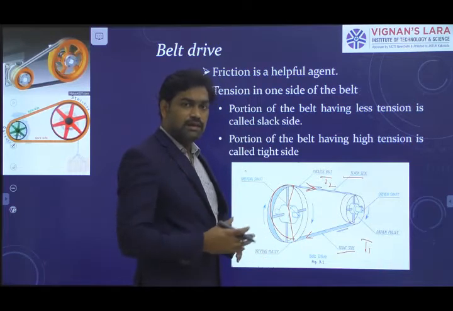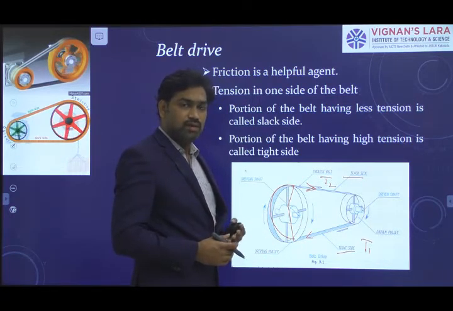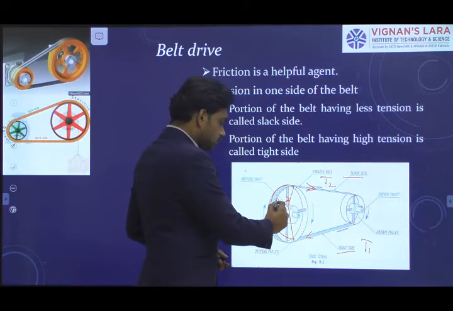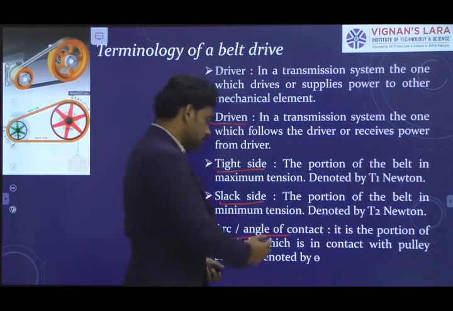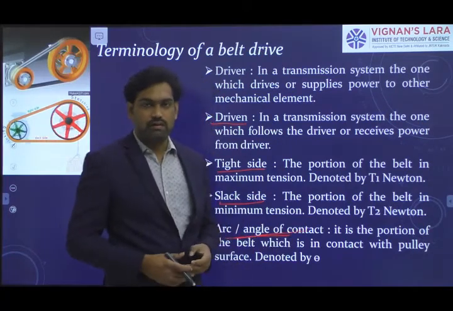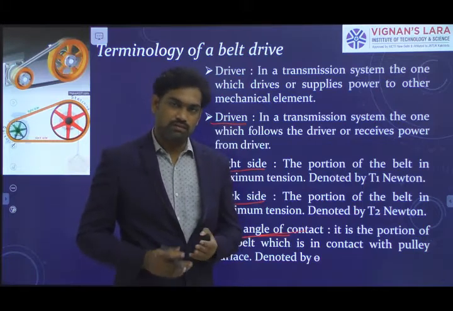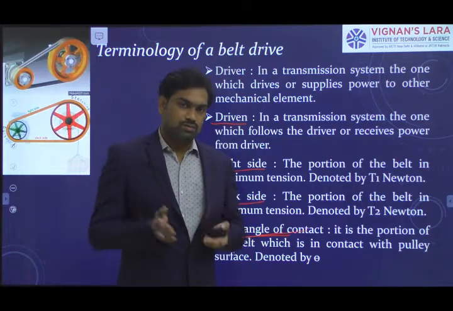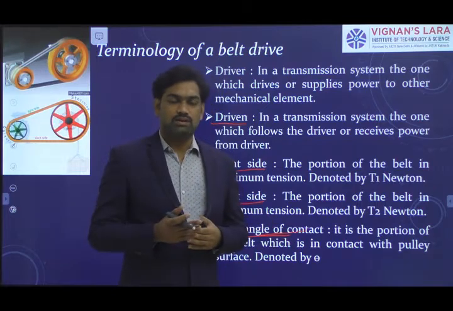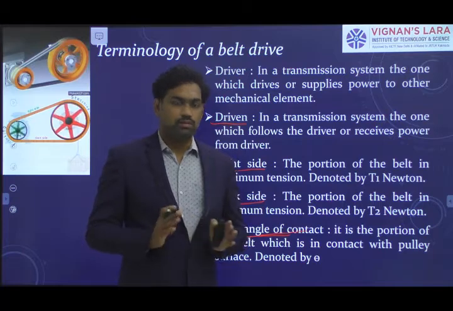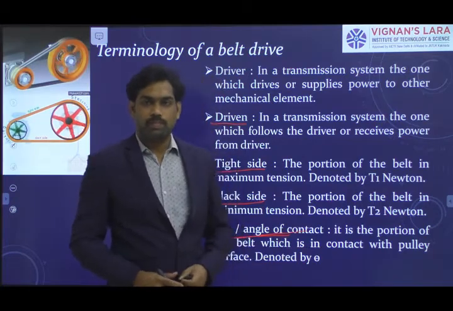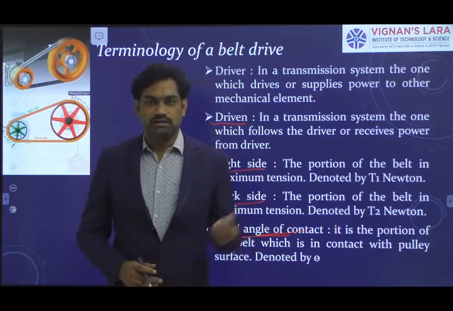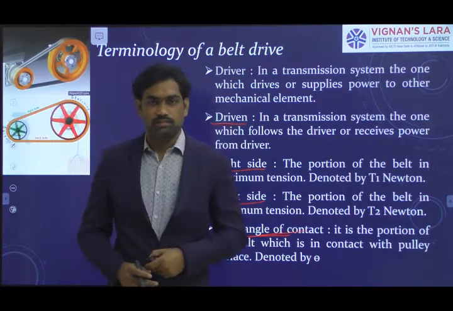The power transmitting capacity also depends upon the angle of contact between the belt and the pulley, and that is denoted by theta. We call it the angle of contact, arc of contact, angle of lap or angle of wrap. Whatever the term may be, the meaning remains the same. So the angle made between the belt and the pulley is the arc of contact. Clear? So these are the terms used in belt drives. In the design, you should remember all the terms. It is very important.